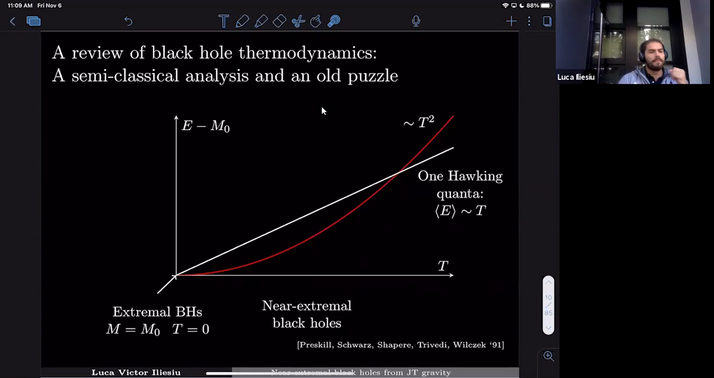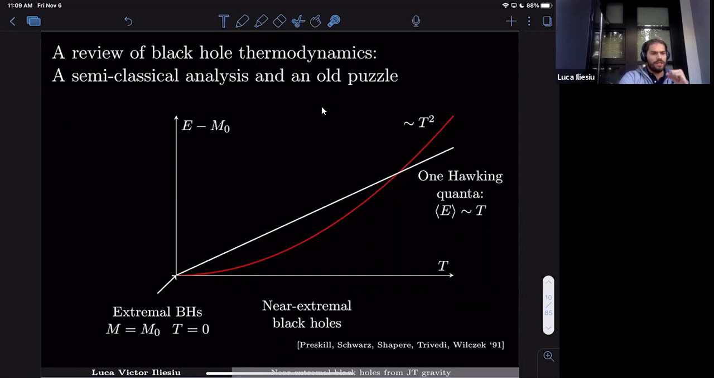Here, what seems to be happening is that at low enough temperatures, the thermodynamic assumption fails. So the black holes don't look thermal anymore, and the Hawking radiation doesn't behave as expected. So the question is, what happens to such black holes at very small energies?